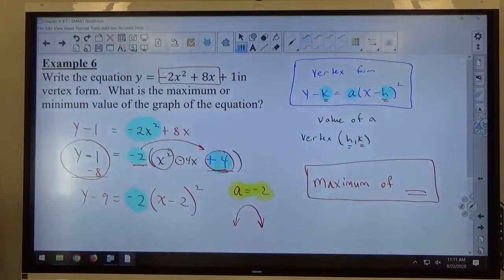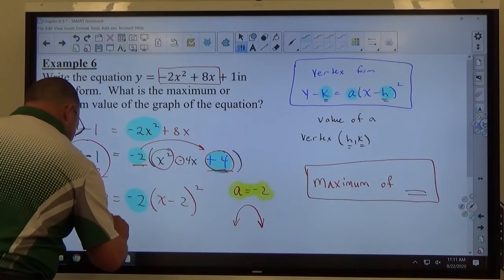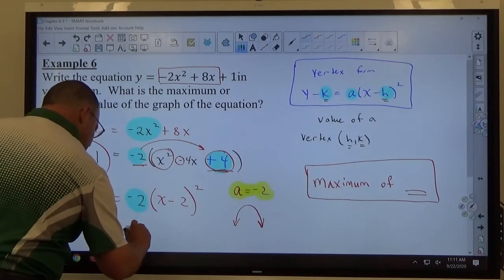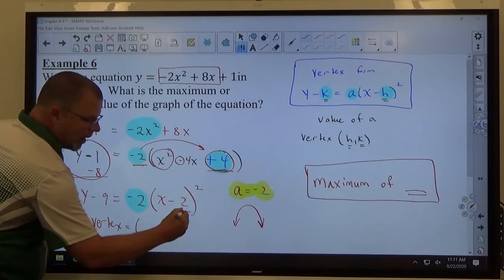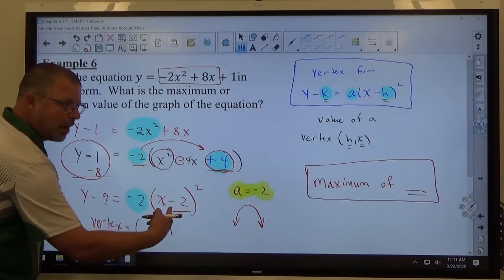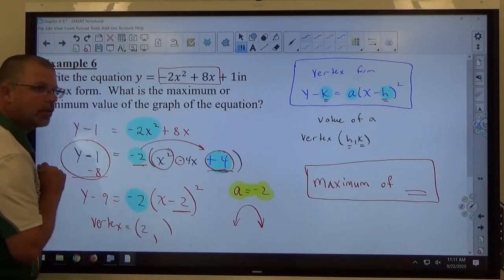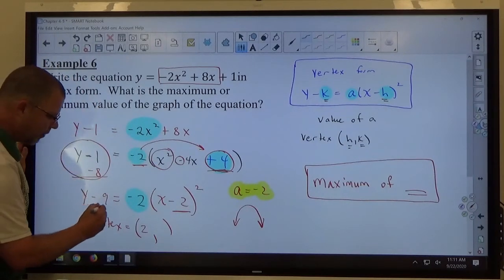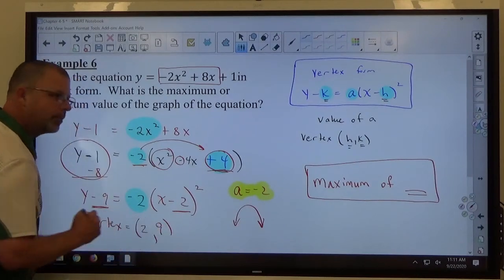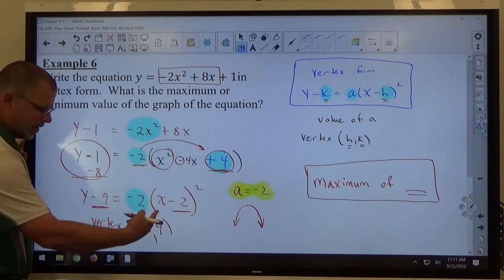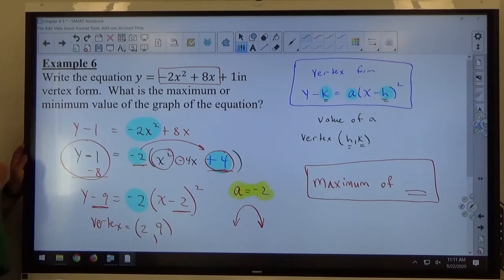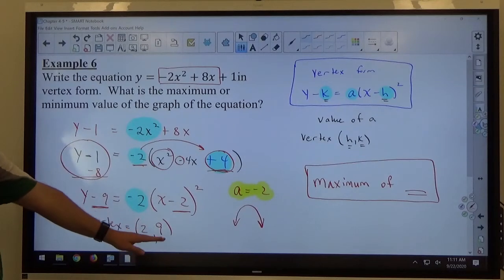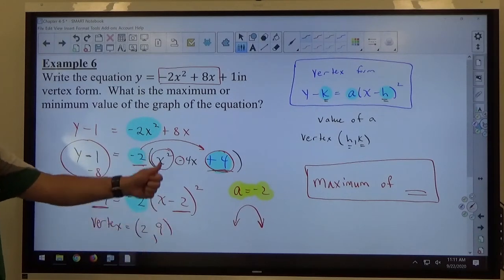The maximum happens at the vertex, right? The vertex is h comma k. H is whatever number is being subtracted. So again, that says minus 2, so the h value is positive 2. And the k value is whatever is being subtracted here. That's positive 9. Change the sign with the x, change the sign with the y. The value of the vertex is the y coordinate. So the maximum value is positive 9.